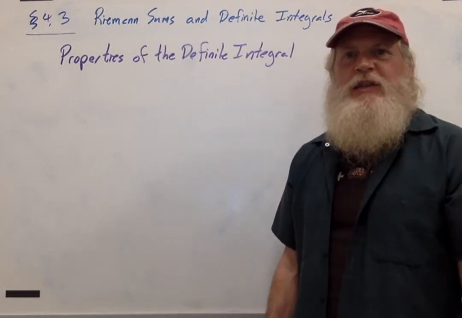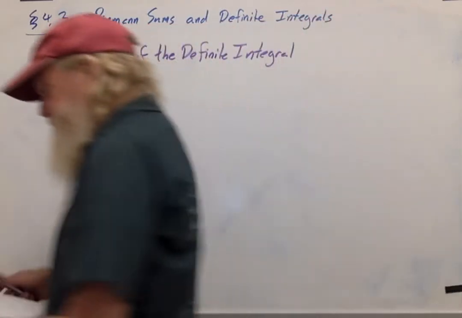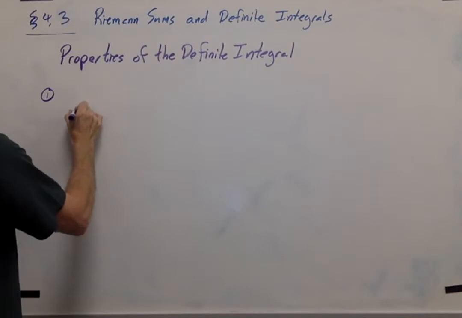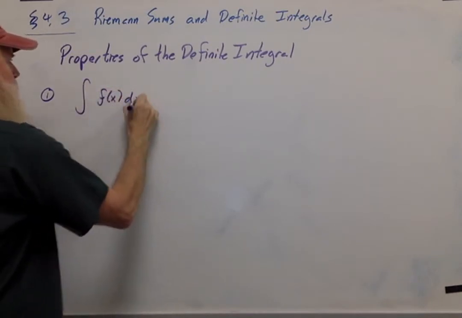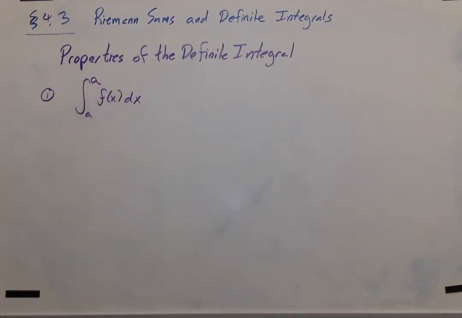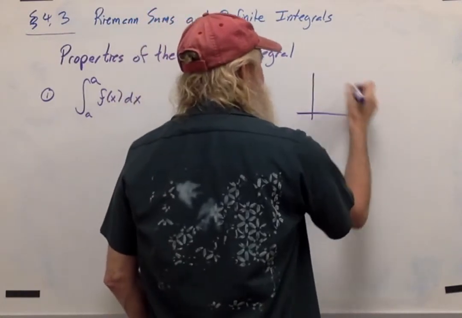In this last video in section 4.3, let me tell you about some properties of the definite integral. The first property has to do with the integral of a function when the two endpoints are the same. So the integral from a to a. Let's draw a picture of what that could possibly mean.